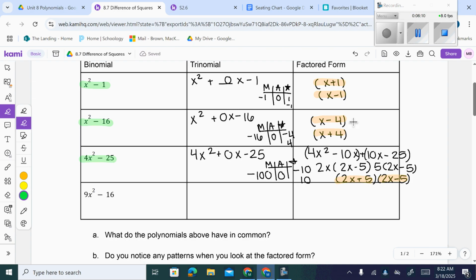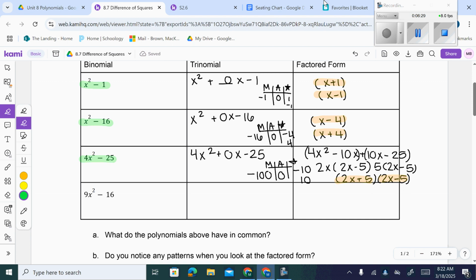So I started with x squared minus 1, and I got x plus 1 and x minus 1. Then I got x squared minus 16, and that became x minus 4, x plus 4. Then I had 4x squared minus 25, and that became 2x plus 5 and 2x minus 5.